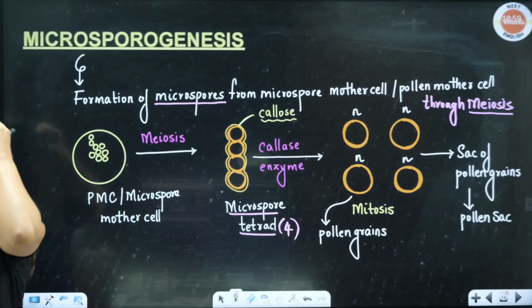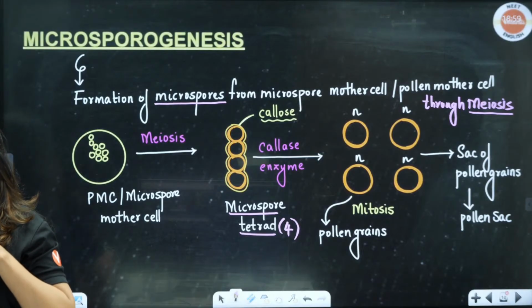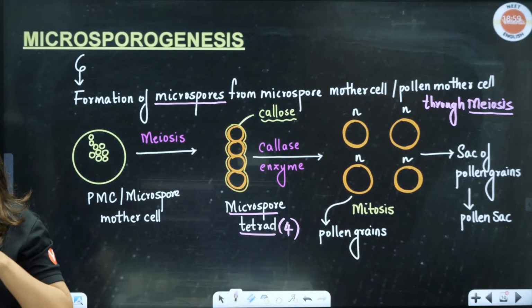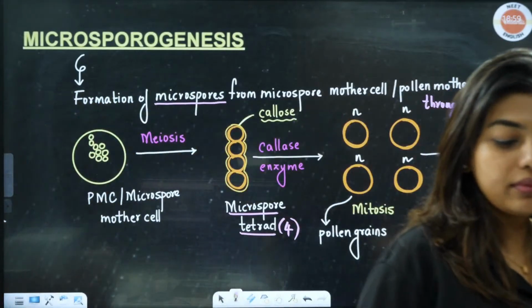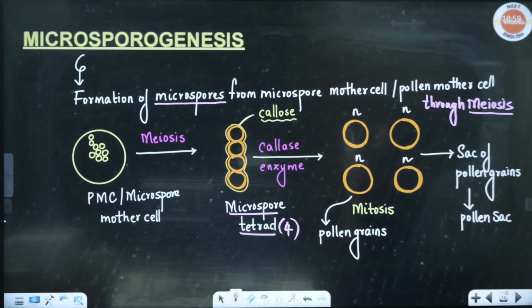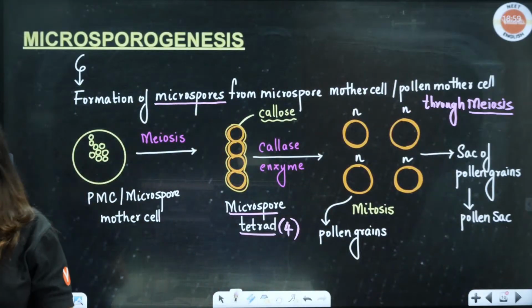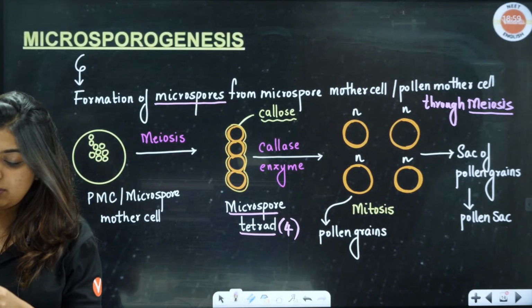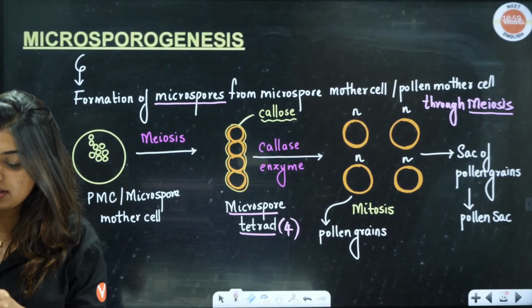Okay, what did I say? What did I say? Each of the microspores can become the pollen grain. Correct? Yes. Why won't Karnataka students put thumbs up? They won't put thumbs up. They won't be active in the class.